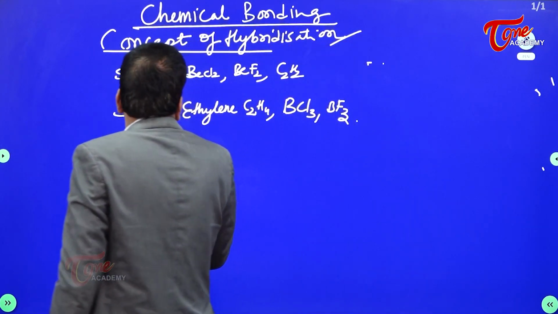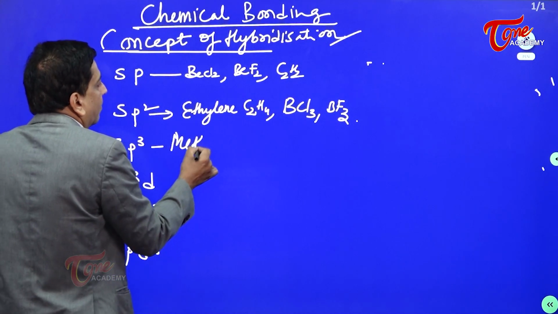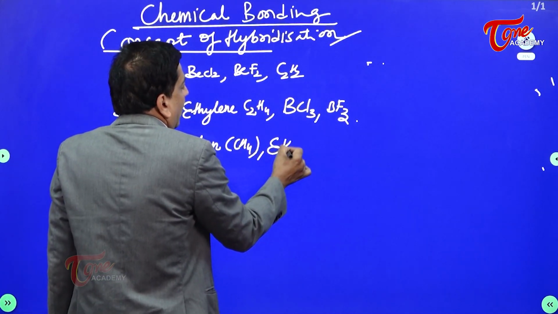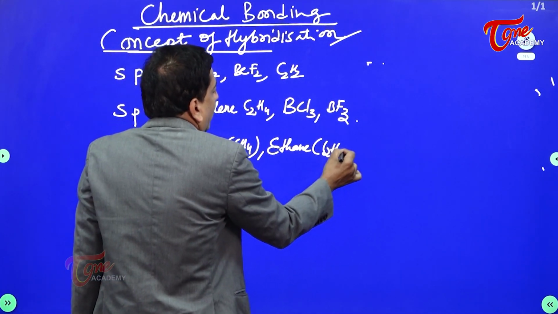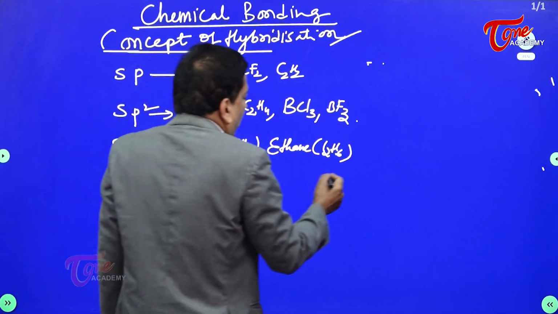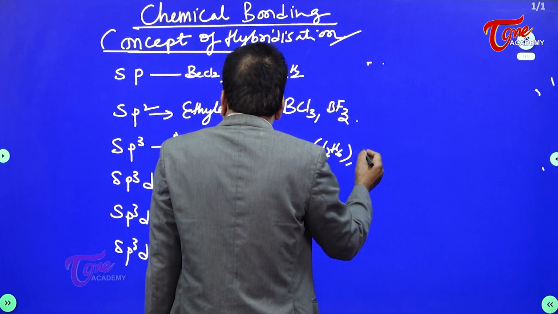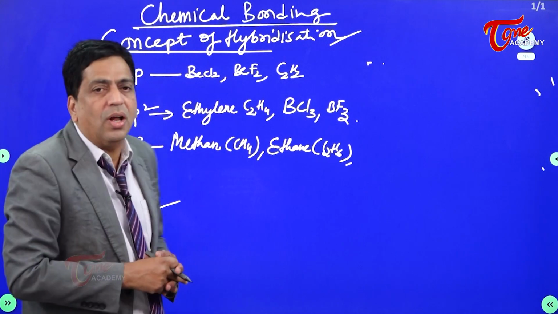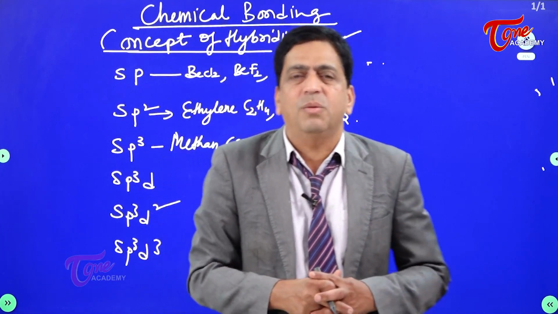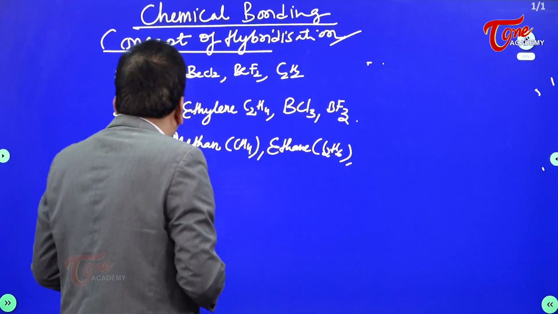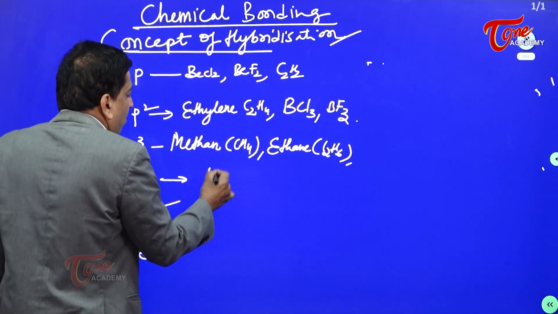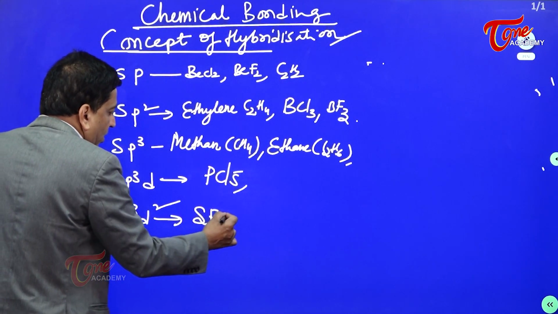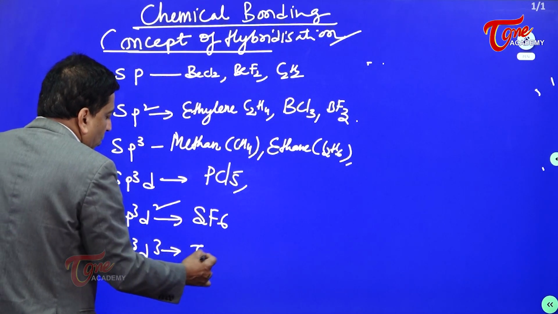The sp3, the basic thing is methane, that is CH4, ethane, C2H6, and in sp3, the best examples, in fact all alkanes in organic chemistry, will be undergoing the sp3 hybridization. You must understand that. Right, for sp3d, the best example is PCl5. sp3d2, the best example is sulfur hexafluoride. sp3d3 is IF7.